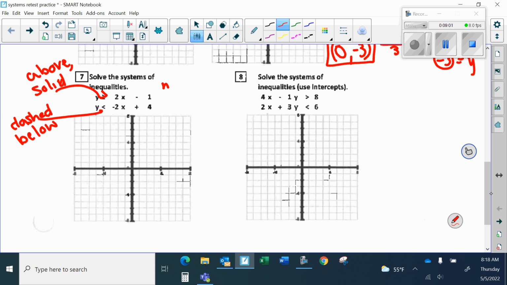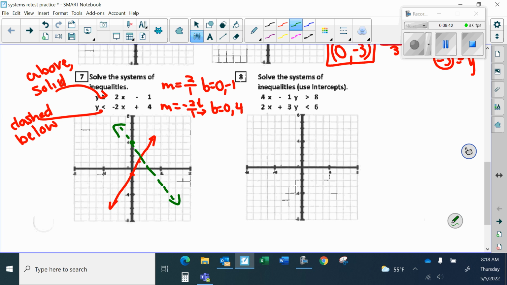So again, I have my slope, because it's in slope intercept form. Identify the slope, 2 over 1. Y-intercept, x is always 0. Plug it in, you get negative 1. Okay, so 0, negative 1, slope of 2, up 2, right 1, up 2, right 1, and it's solid. Arrows at the end. Okay, this one has slope of negative 2 over 1, down 2, right 1, y-intercept, 0 for x, 4 for y. So 0, 4, we'll change the color, 0, 4, and down 2, right 1, down 2, right 1, and this one's dashed.